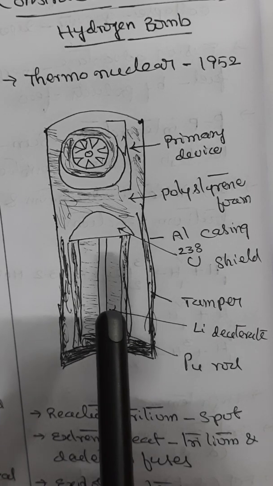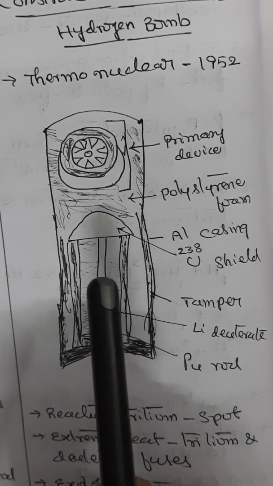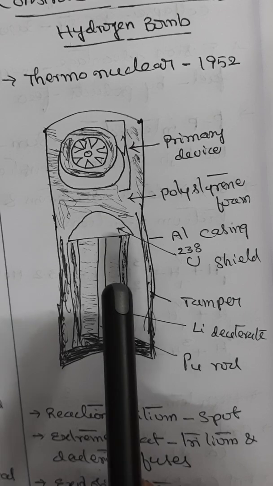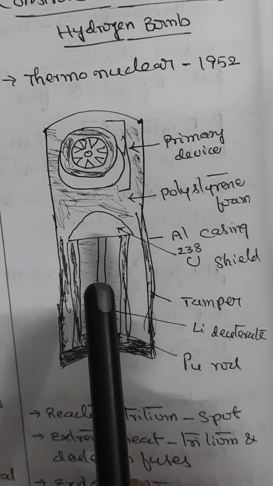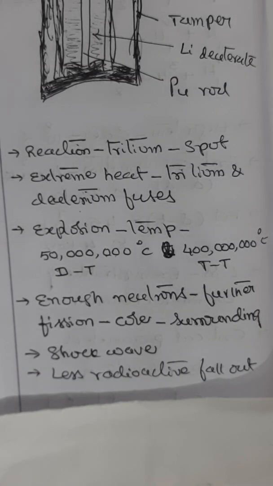Neutrons from the atomic explosion cause the lithium to fission into helium, tritium, that is the isotope of hydrogen with mass number 3, and energy. Now let us see the reaction. So the reaction produces the tritium on the spot. So there is no need to include tritium in the bomb itself.